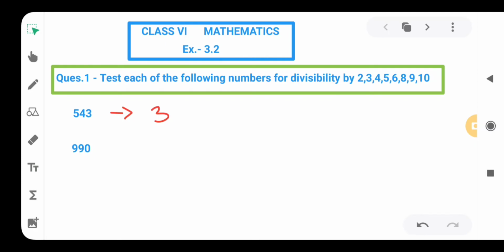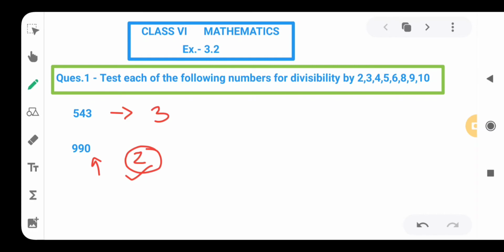For 990, I'm going to check the divisibility by 2. According to the divisibility of 2, we must have an even number at the unit place. So in this 990, this condition is satisfied. So 990 can be divided by 2. Aram se 2 se divide ho jayega. It is having an even number at the unit place.